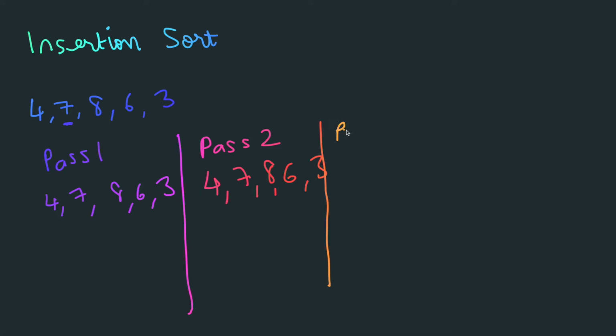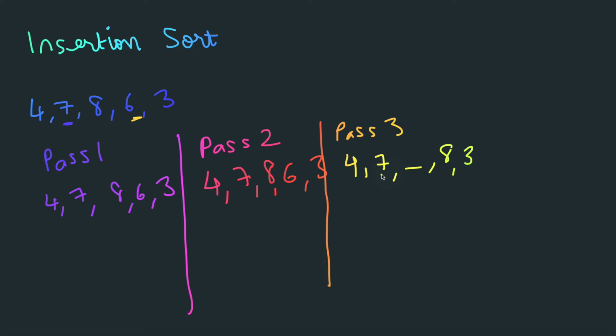In pass 3, you pick 6 now, and you see whether 6 is at its proper position relative to the already sorted part of the array. In this case 6 is smaller than 8, so it's not. So first of all you compare 6 with 8. You see that 6 is smaller than 8. You move 8 to 6's position, thereby creating a blank at 8's position.